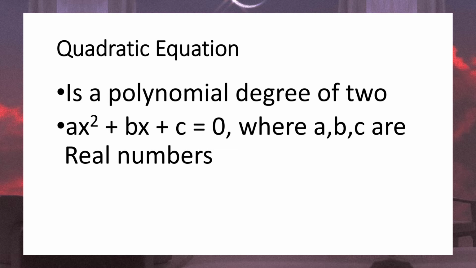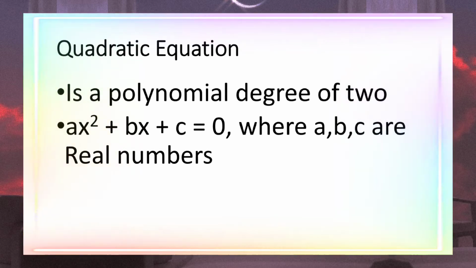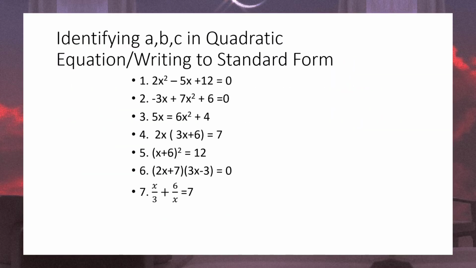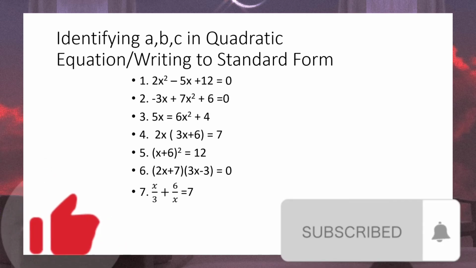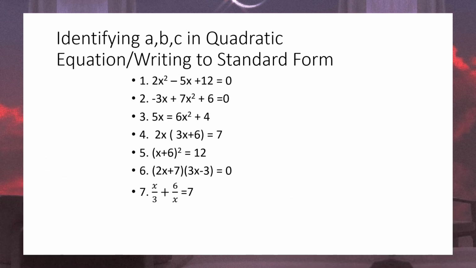A quadratic equation is written in the form ax squared plus bx plus c equals 0, where a, b, c are real numbers. So ito yung tinatawag nating standard form. Remember, the standard form of the quadratic equation is ax squared plus bx plus c equals 0. Now, in this guide, you will identify the values of a, b, c in a quadratic equation, and at the same time, you will write the given equation into its standard form.